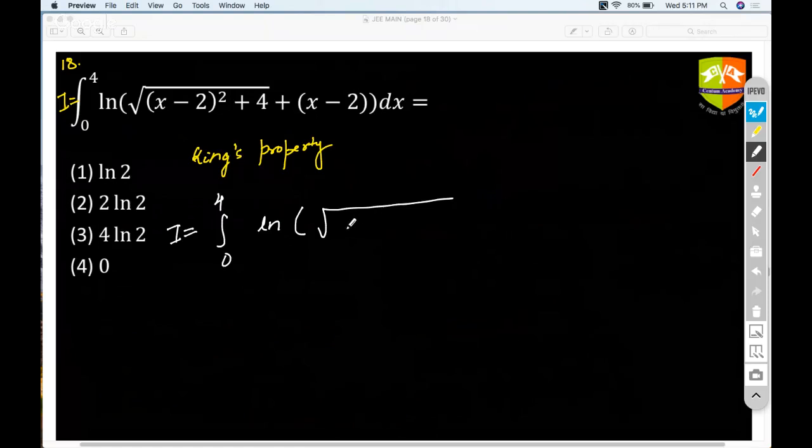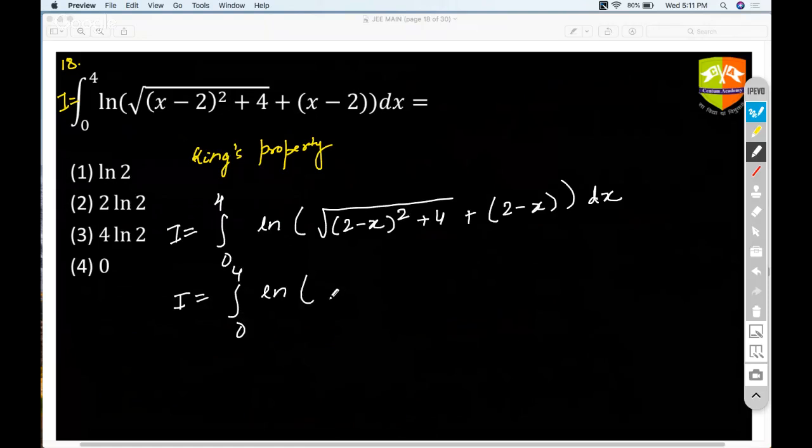Okay, that's going to be 2 minus x square plus 4. And this is going to be 4 minus x minus 2, again going to be 2 minus x. Okay. So since this is subjected to the square, you can actually rewrite this as x minus 2 whole square plus 4. But here I will have to have a negative sign.